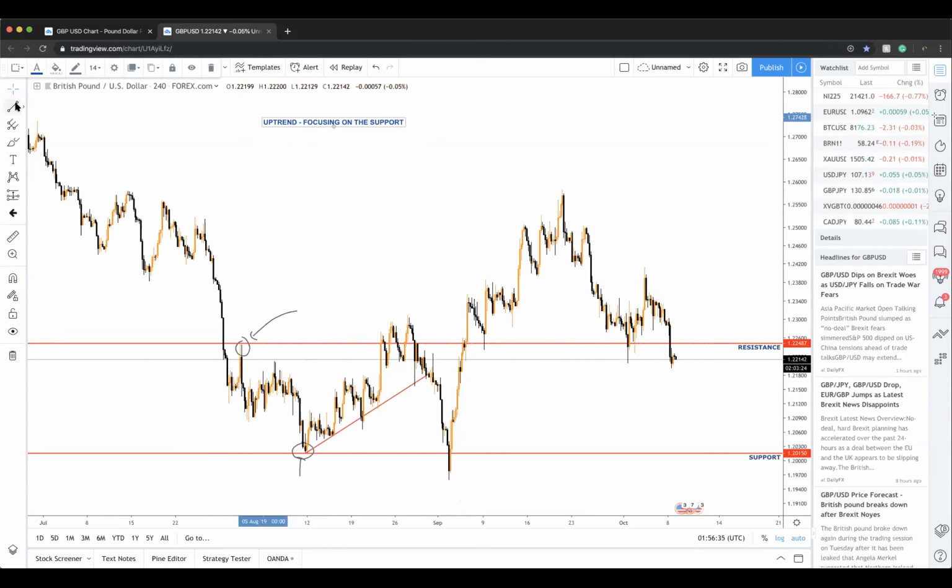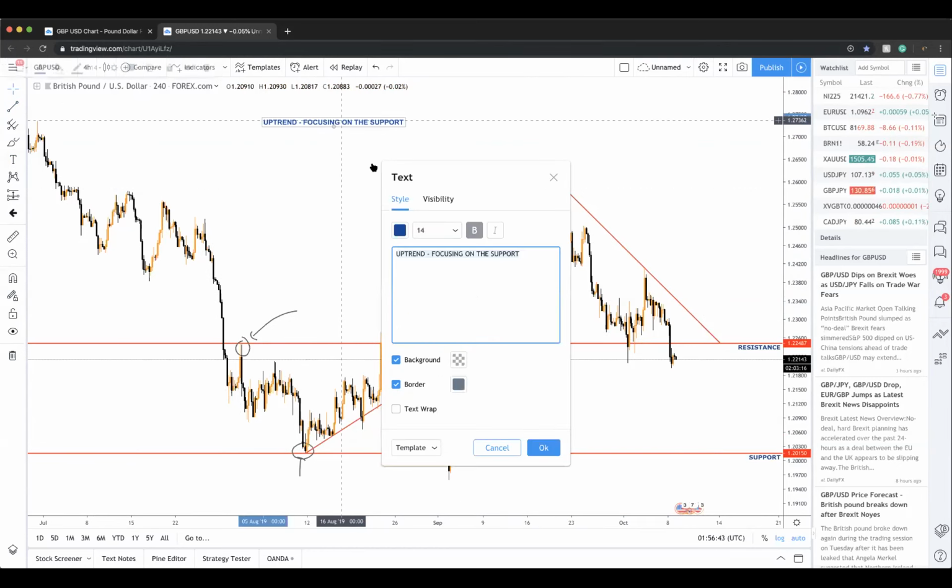So if the market is moving downwards, right, I'm focusing on the resistance or the highs of those trends, of that downtrend. So again, a downtrend, focusing on the resistance.